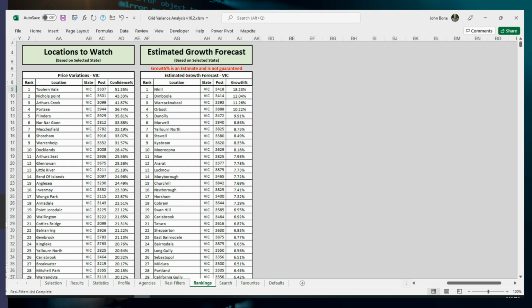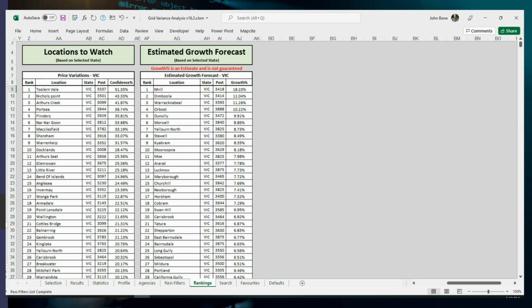The right-hand side of the sheet has two separate columns. One is a list of suburbs showing what can be referred to as locations to watch, and is a list of suburbs for the selected state with the greatest variation in prices quoted as a percentage. The percentage calculation is the average of median house prices in each month over a 13-month period, divided by the lowest monthly median price in the same period.